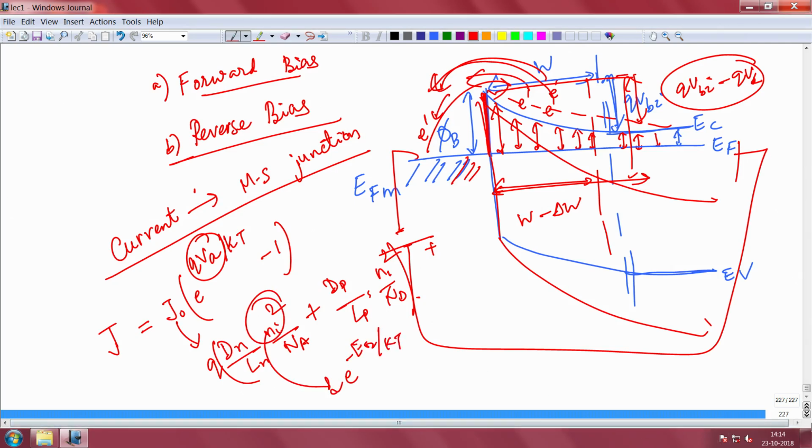In case of a metal semiconductor junction, this treatment is slightly different, because there is no diffusion or drift diffusion, no hole-electron minority carrier junction is formed here. It's a junction that is formed between a metal and a majority carrier. Electrons are the majority carrier. There is no minority carrier injection like electron hole. So the treatment and analysis is slightly different.